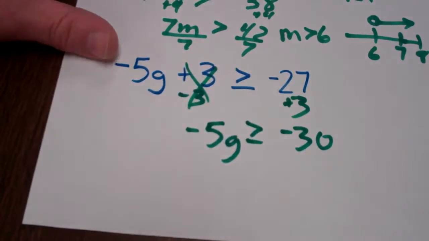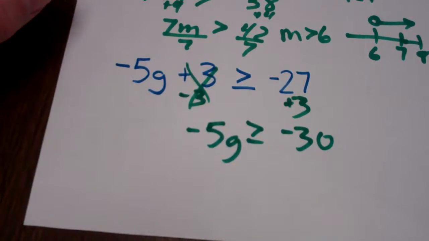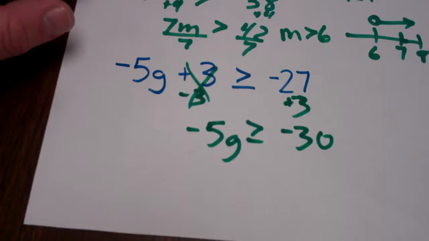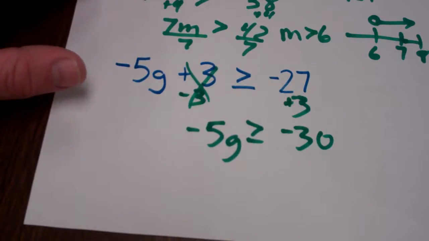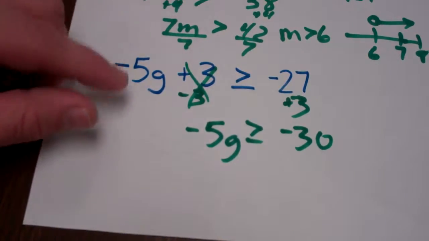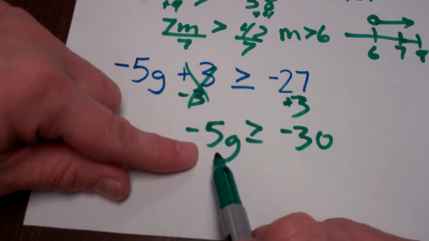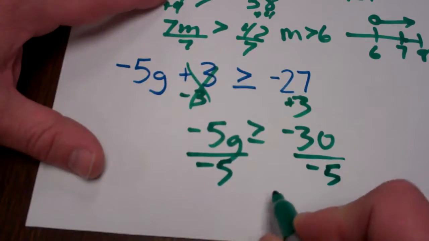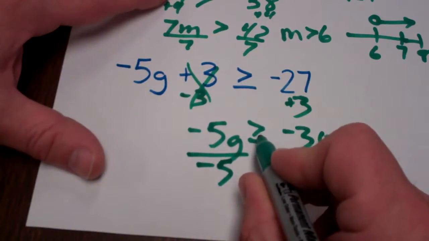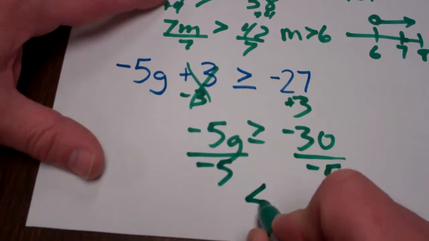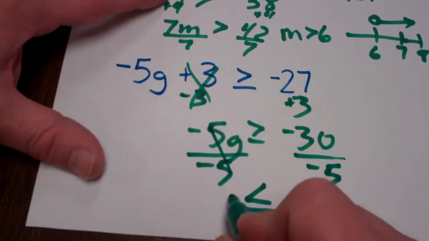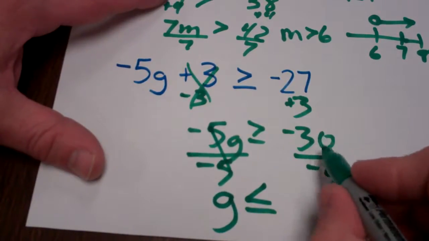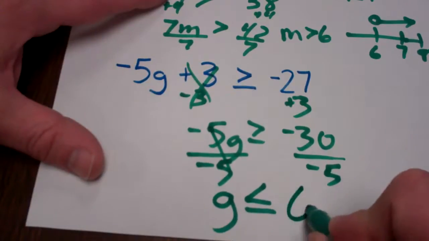Everything seems to be going along the same. But this is the other special occasion, another thing to remember for inequalities, is when you multiply or divide by a negative. And I'm getting ready to divide by a negative right here. When you multiply or divide by a negative, you need to flip the sign. It was a greater than or equal sign. Now it's going to be a less than or equal sign. Once again, they cancel out. g is less than or equal to positive 6.